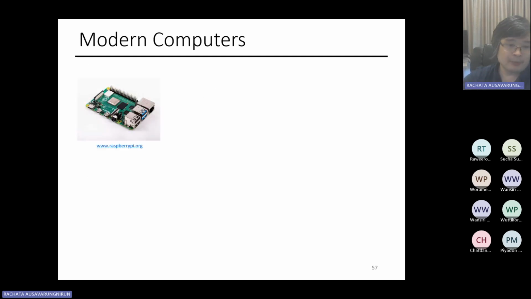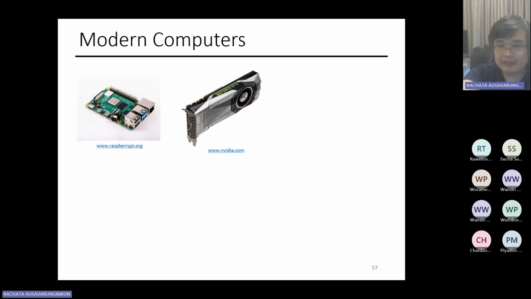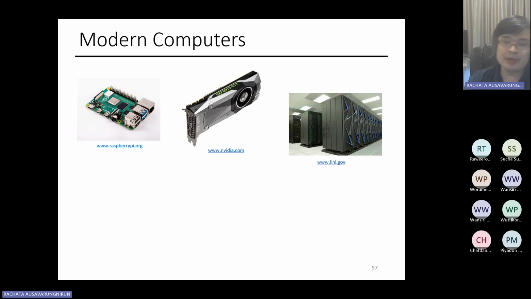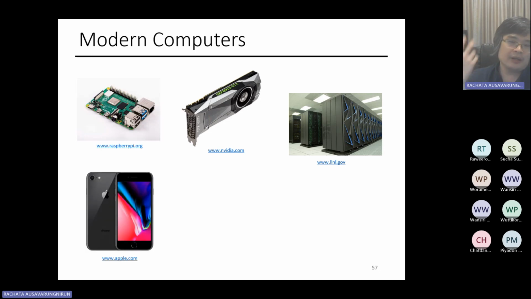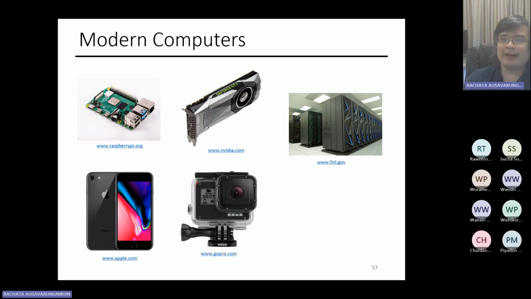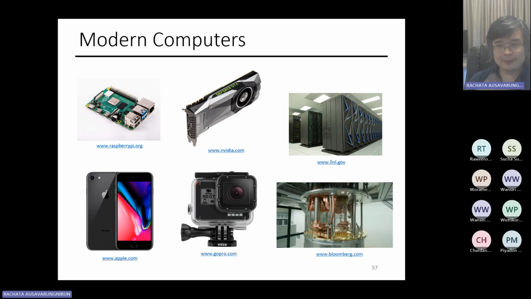Now you can have a modern computer that looks like this: a Raspberry Pi, the GPU, even the supercomputer. And here's a picture from the Lawrence Livermore National Lab, which is one of the national labs in the US. The iPhone, a really old picture. I forgot what generation. This is super old. All right, GoPro and quantum computer, right? These are all possible modern computers.